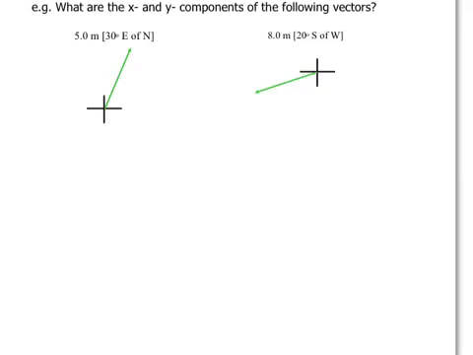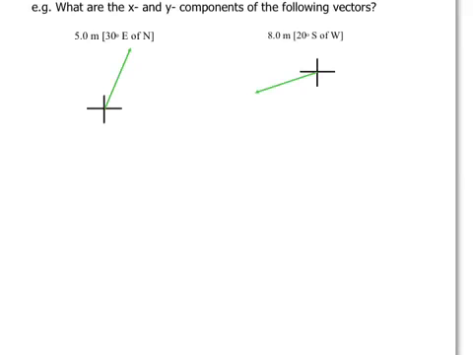Okay, vectors that are perfectly horizontal or vertical are easy to deal with. What if they're not horizontal or vertical? What if they're angled at some angle? Well, we have to break them down into components. To do that, we're going to use trigonometry.